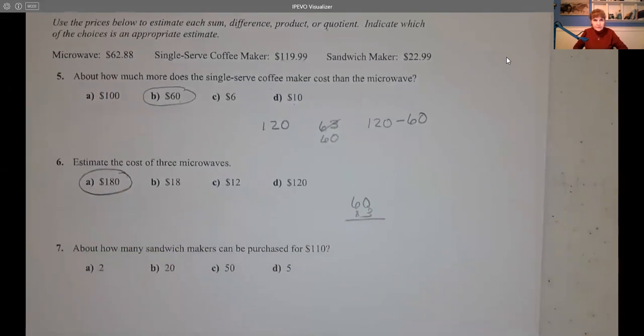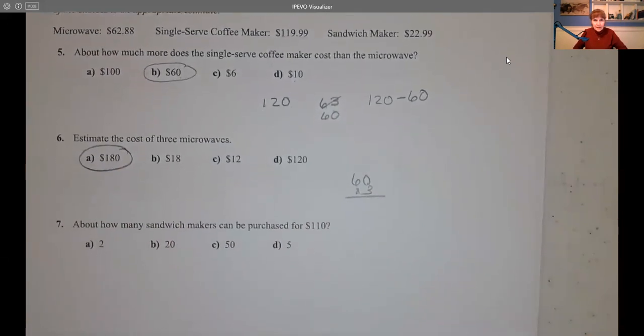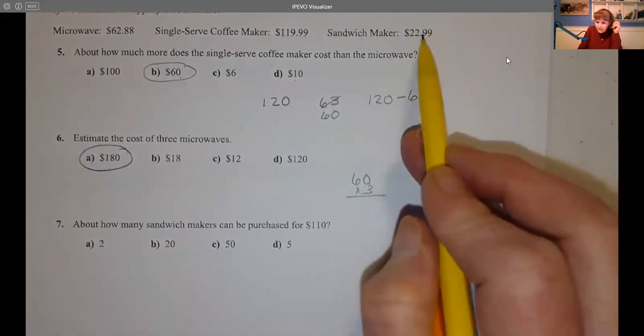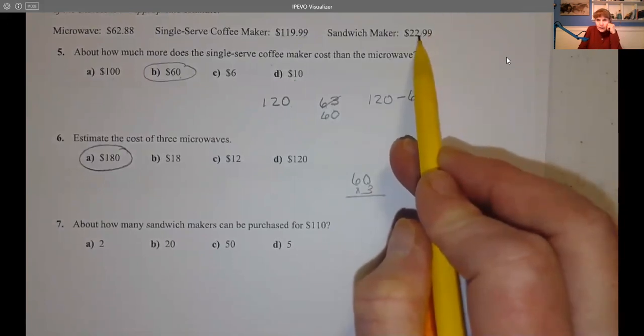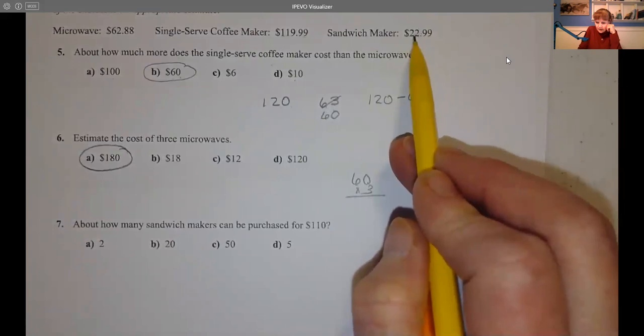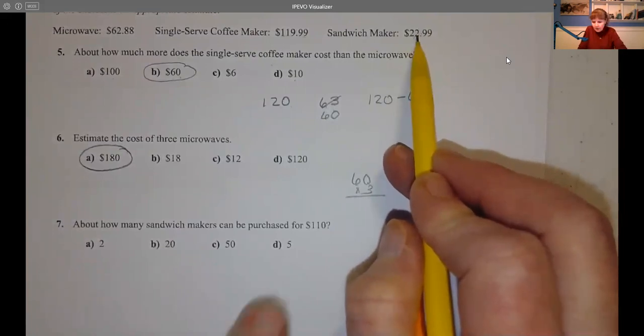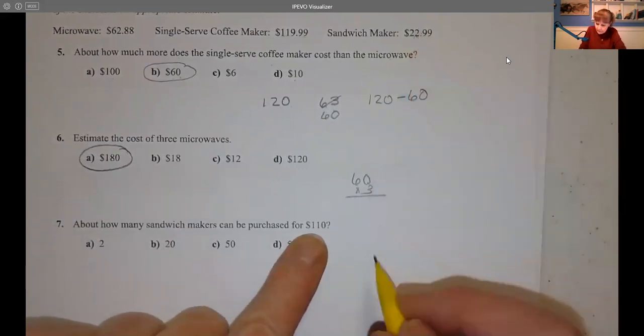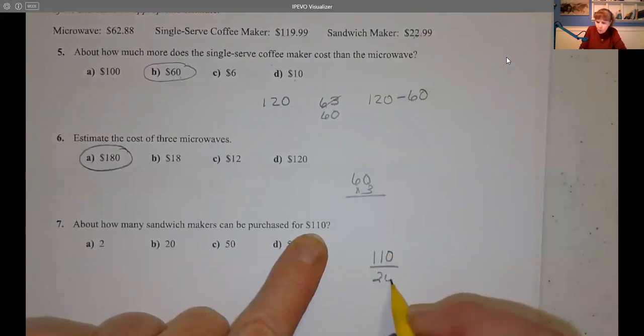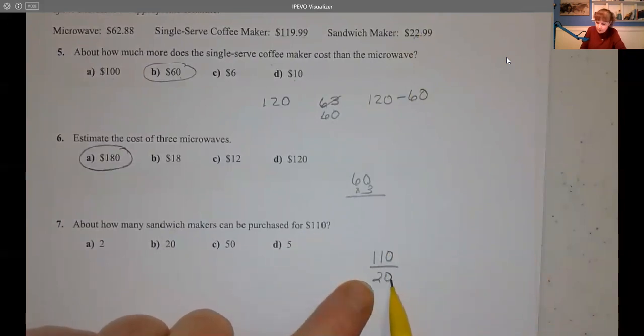All right, let's look at number 7. I can move it up a little bit. About how many sandwich makers can you purchase for $110? So all you have is $110, and each of these sandwich makers is roughly $20. How many could I purchase for 110? So what you're going to do is take 110 and divide it by 20 to see about how many of these you can purchase.